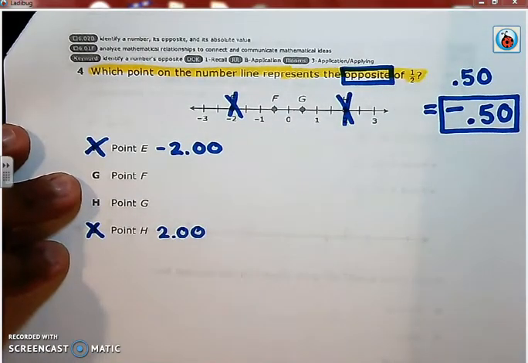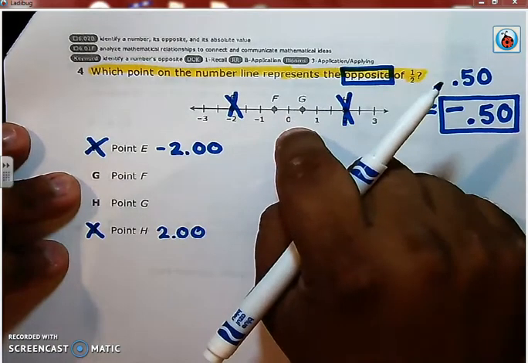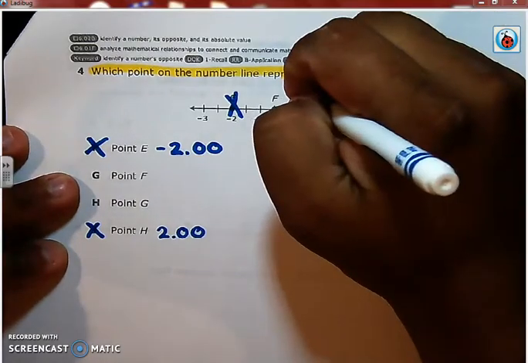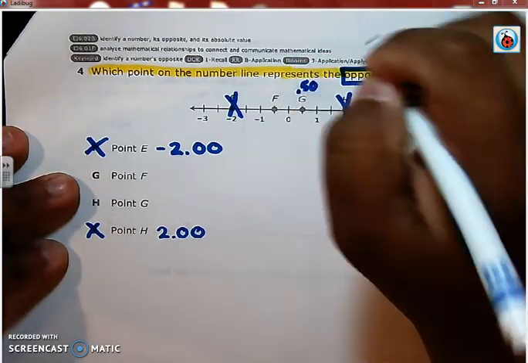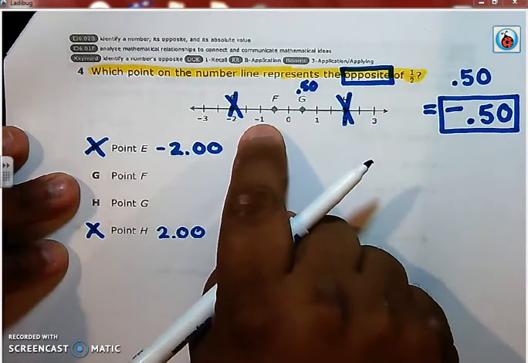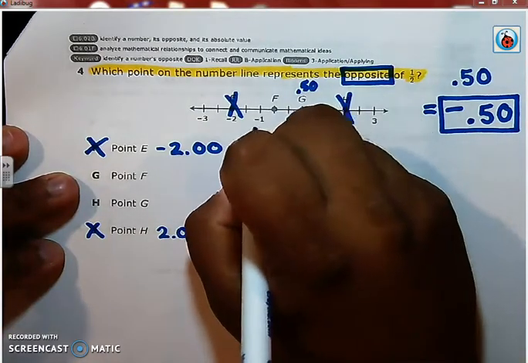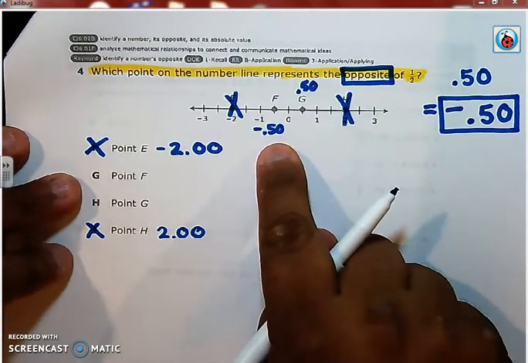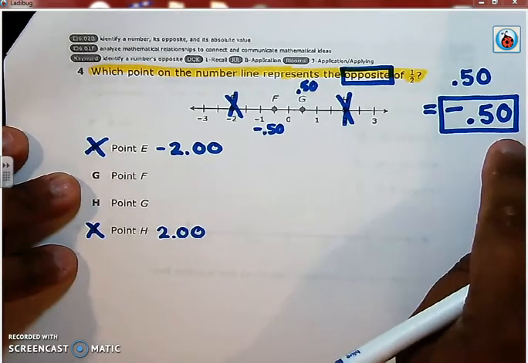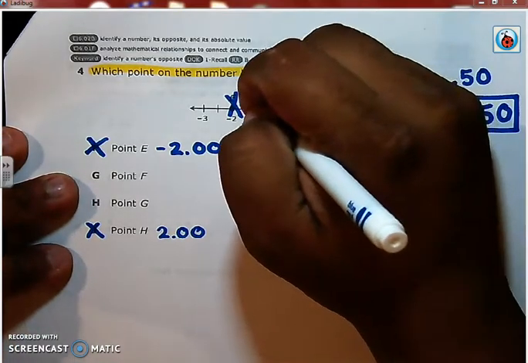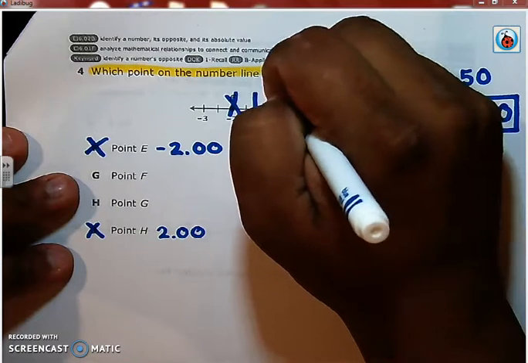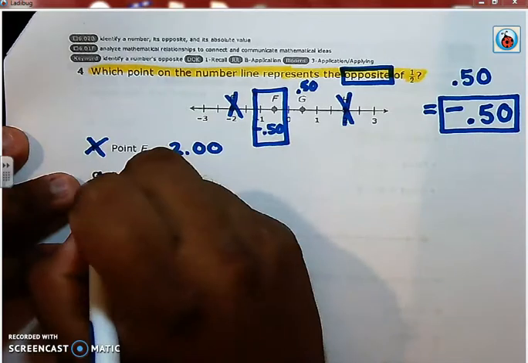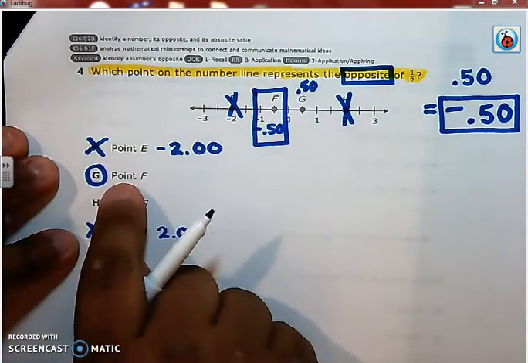You're down to 2 answer choices. Between 0 and 1, you are going to find 50 cents. Between 0 and -1, you are going to find negative 50 cents. The answer we're looking for is negative 50 cents, which turns out to be letter or point F. Answer choice G, point F.